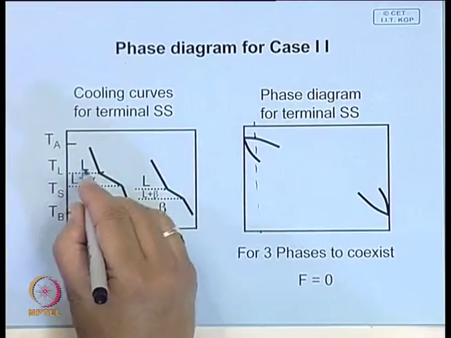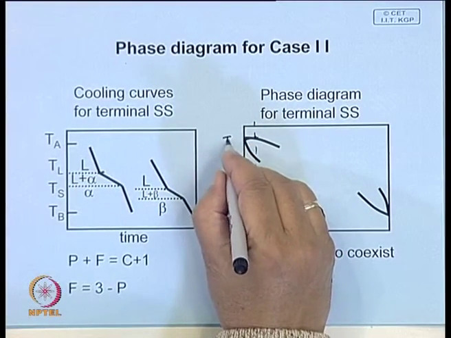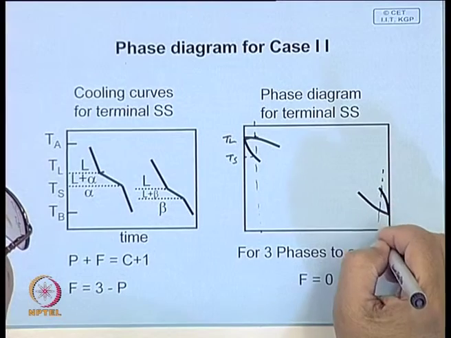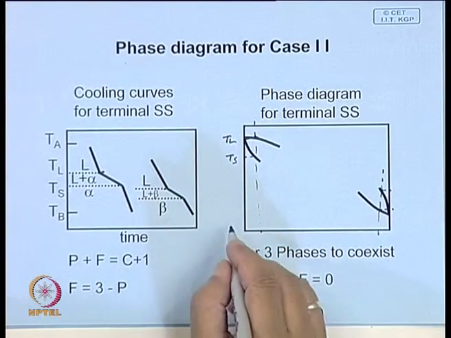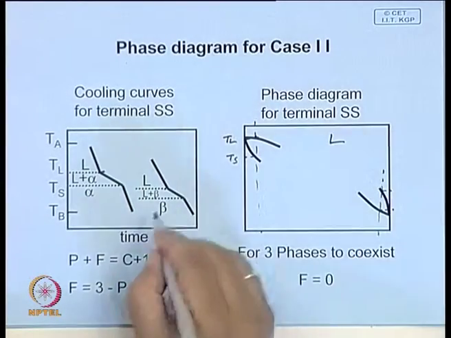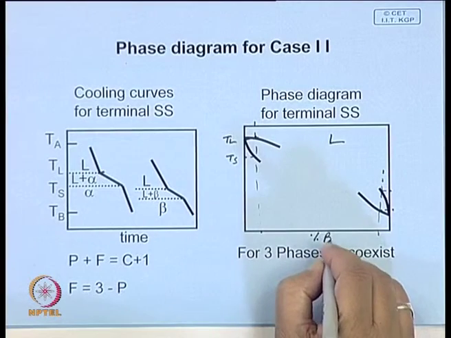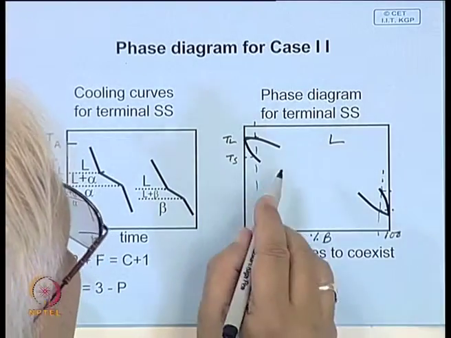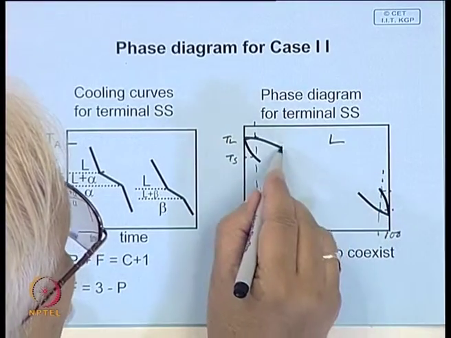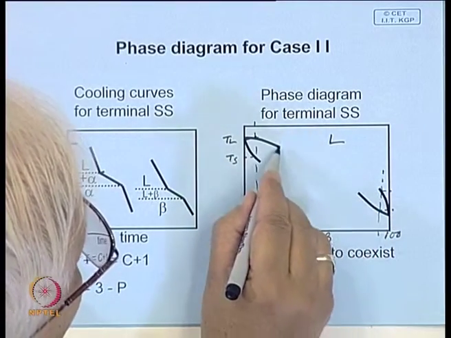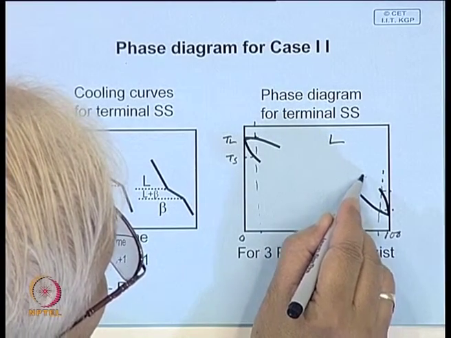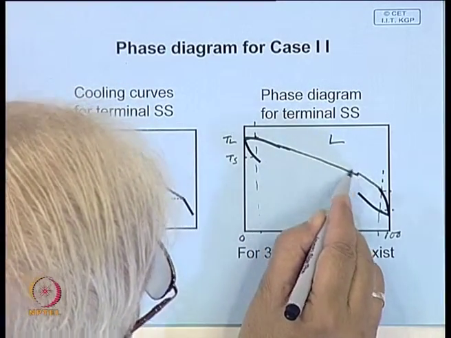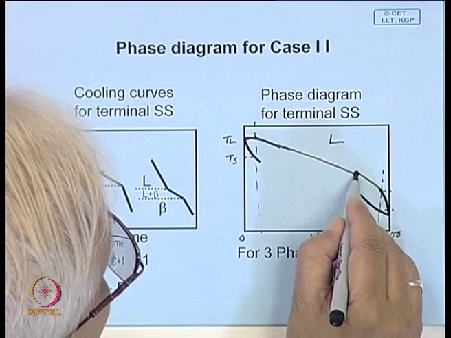So, this is TL, this is TS. Similarly, here also this is the liquid S, this is the solid S, and this part is liquid, and this is the composition B, this is 0 B, this is 100% B. Now, in this case what happens? These liquid lines will join somewhere. So, if you extend this, they join somewhere.